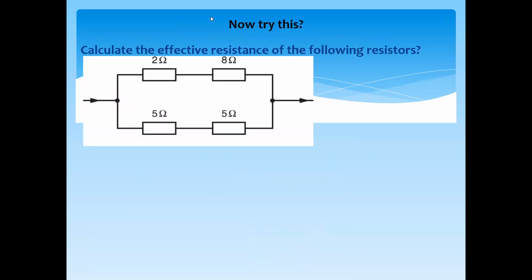So if you want to find the effective resistance of this combination, 2 ohm and 8 ohm are connected in series, so that is 10 ohm. And 5 ohm and 5 ohm are connected in series, that is also 10 ohm. Now they are in parallel, so we'll find it by product divided by sum. So 10 times 10 divided by 10 plus 10, which is 100 divided by 20, equal to 5 ohms.